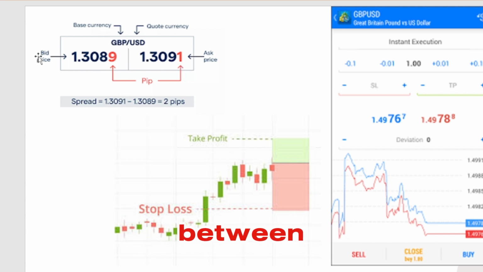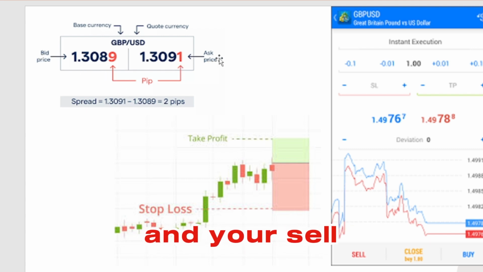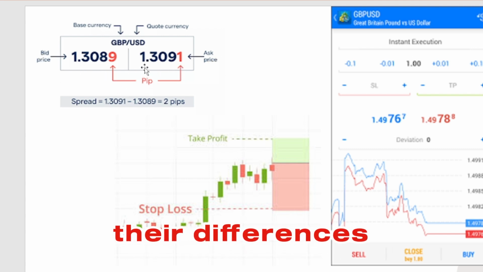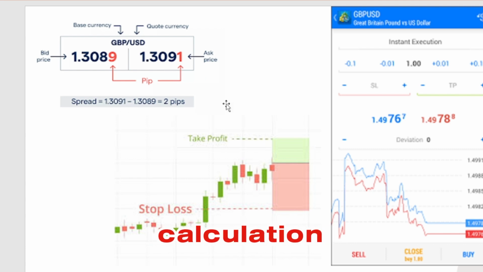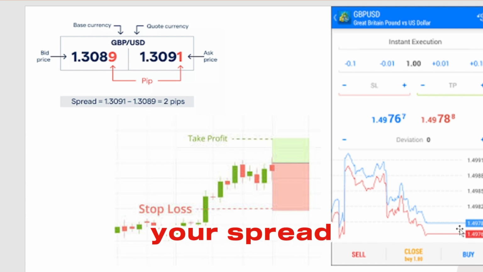So the difference between your buy price and your sell price is called your spread. Forget about this calculation right here. Your spread is the difference between your buy price and your sell price. So this middle right here, where my arrow is right now, is called your spread.